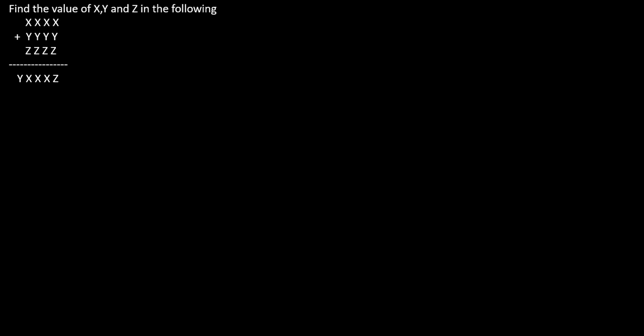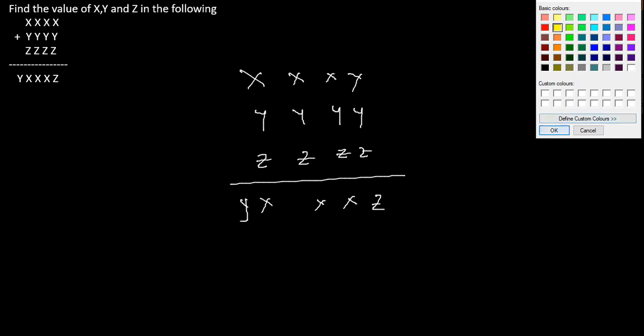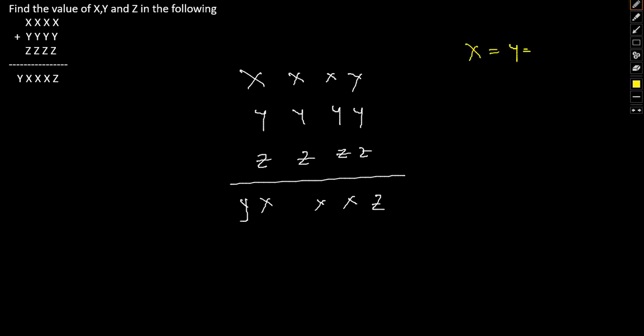Find the value of xyz in the following equation. In this kind of question, let me write this entire thing down: x plus y plus z will be equal to zxy. Now one thing we need to keep in mind is that we cannot simply say x equal to y equal to z equal to 0. So this condition will be null and void.